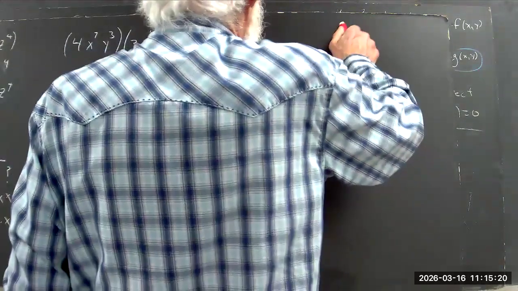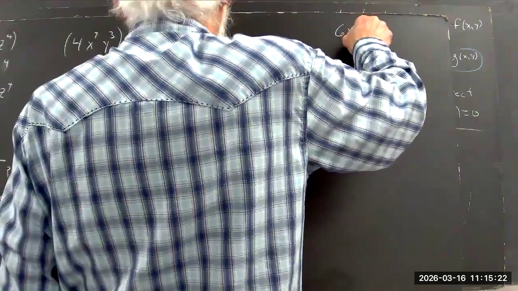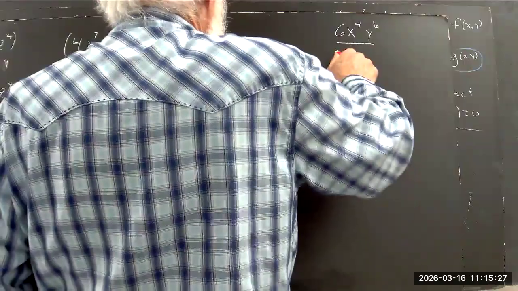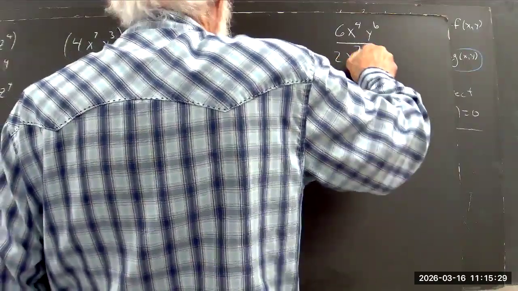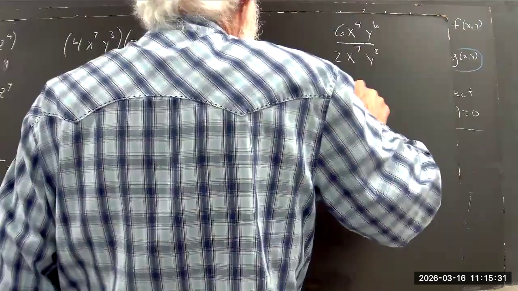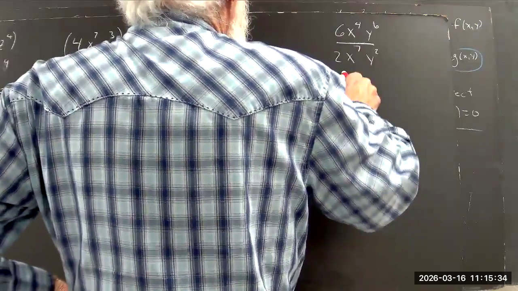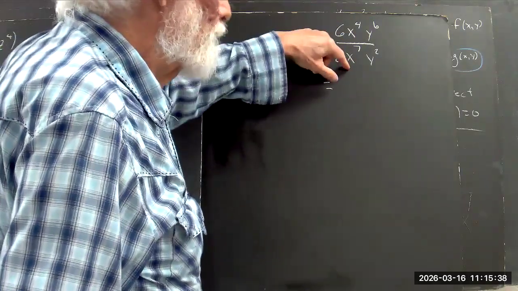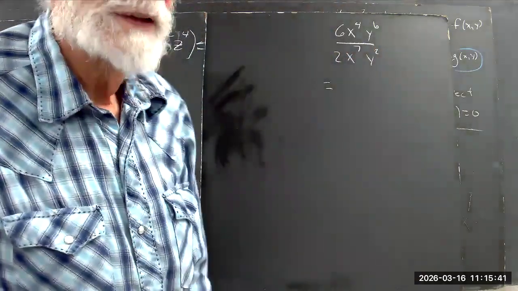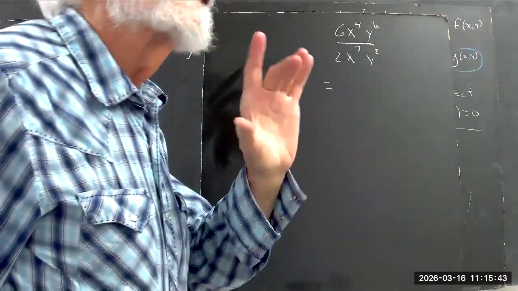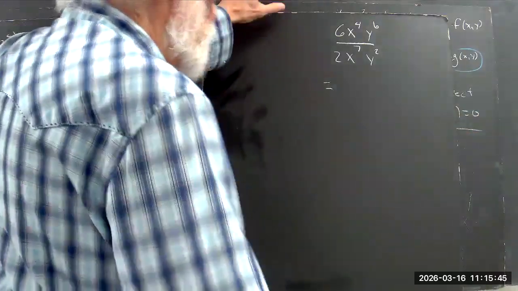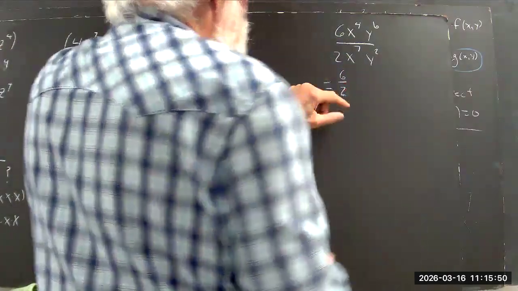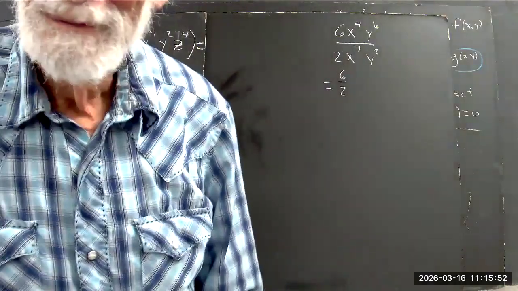Second problem, I've got 6x to the fourth, y to the sixth, divided by 2x to the seventh, y to the second. Well, that equals, okay, we can divide any factor of the numerator into any factor of the denominator, any factor of the denominator into any factor of the numerator, okay? So we can divide the 2 into the 6. That gives us 6 over 2.